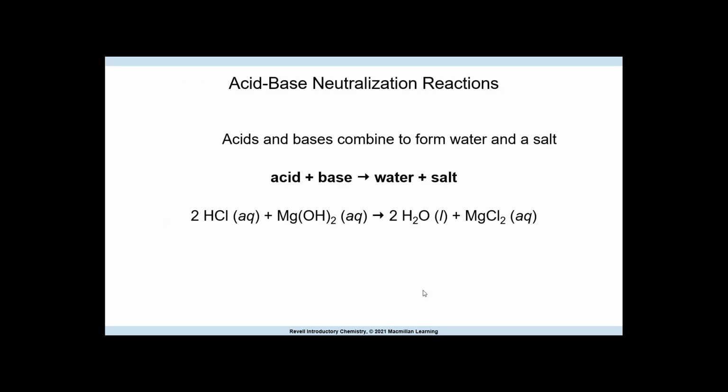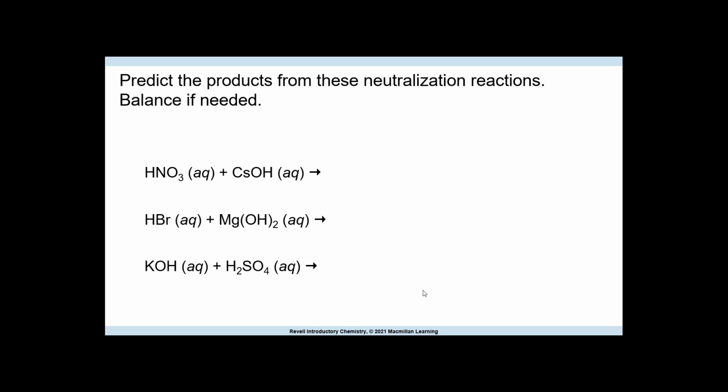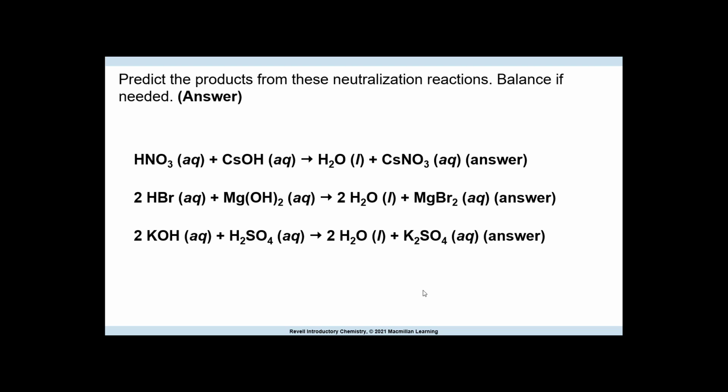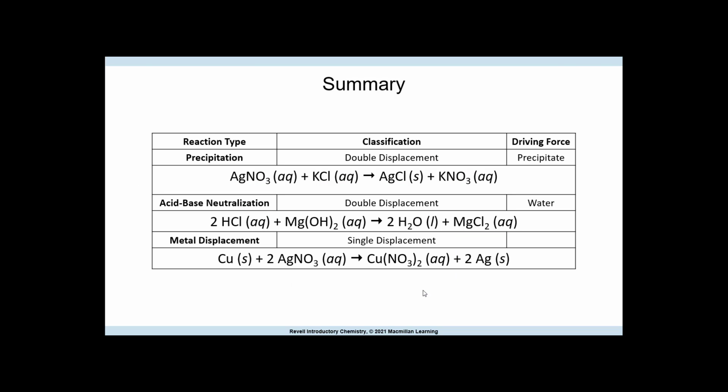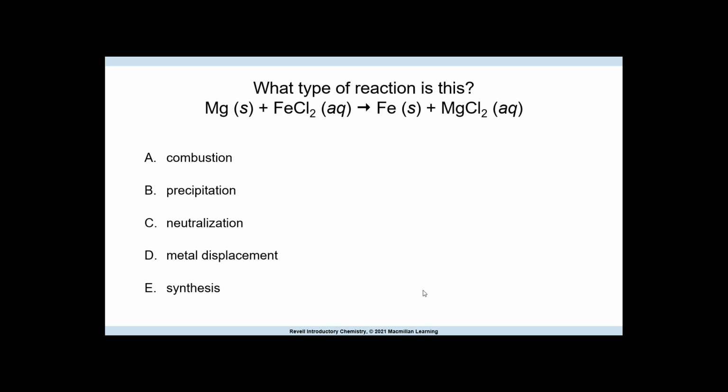And acid-base neutralization, it's a base plus an acid. It produces water and a salt. Predict the products from these neutralization reactions and balance. So I'm just going to give you the answers to these. And metal displacement. An ion of one metal reacts with an elemental form of another metal. And we can put this in. You can see double displacement. It asks for, we have precipitation, we have acid-base, and then we have metal displacement. And the driving force is a precipitate on the top one. The second one is water, and metal displacement, they're switching places.